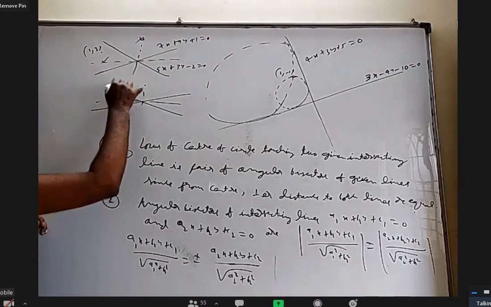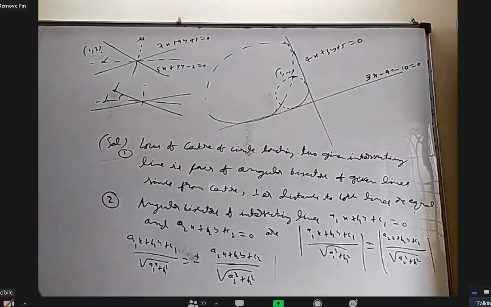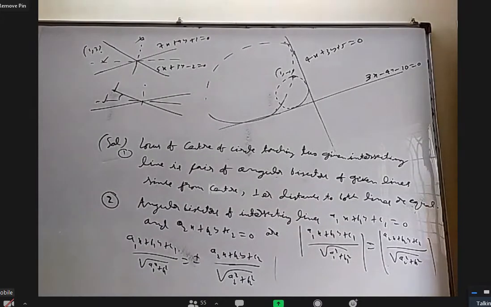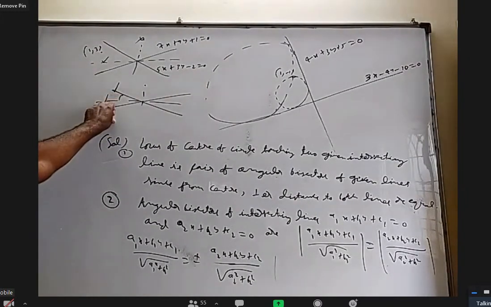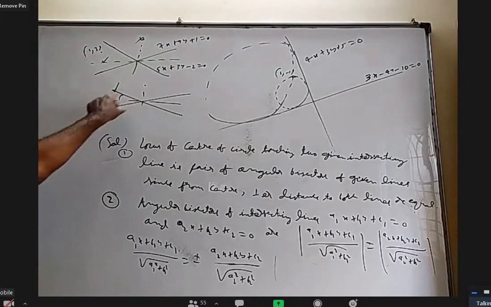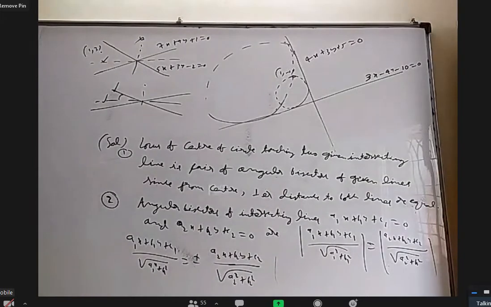I'll take one of the original lines, one of the answers, and find tan theta equal to mod of m1 minus m2 by 1 plus m1 m2. If that comes less than 1, what I chose is acute angle bisector because this is less than 45, this total is less than 90. If it comes more than 1, it is obtuse angle bisector because half of the angle is more than 45, double that will be more than 90.